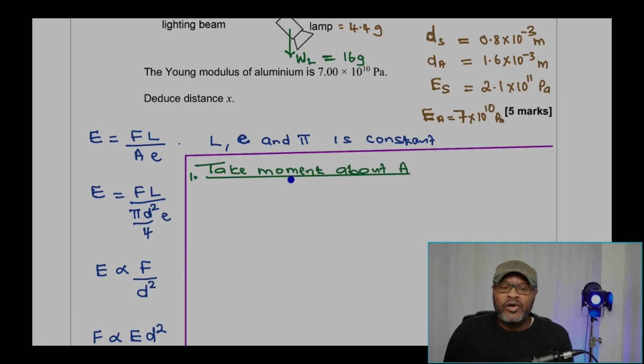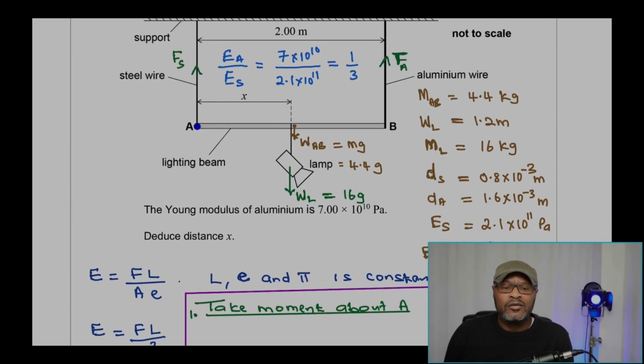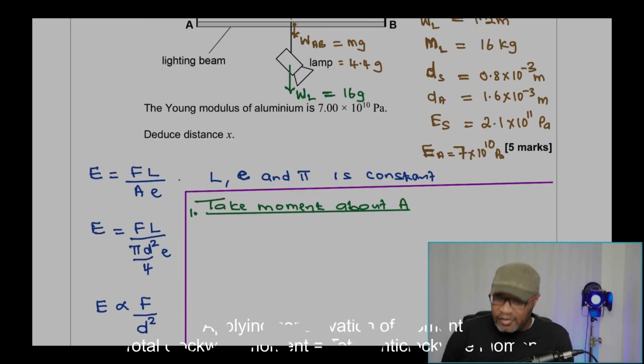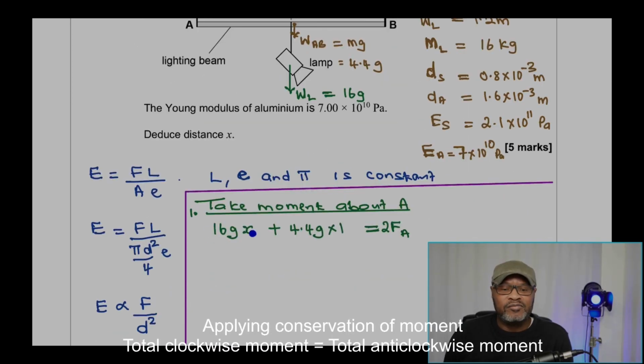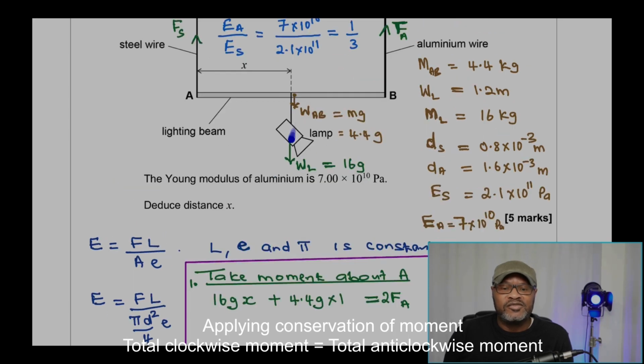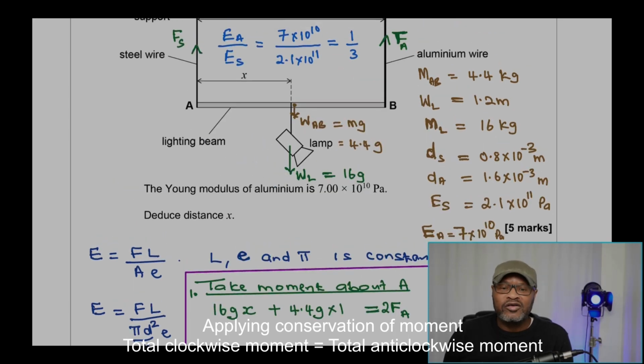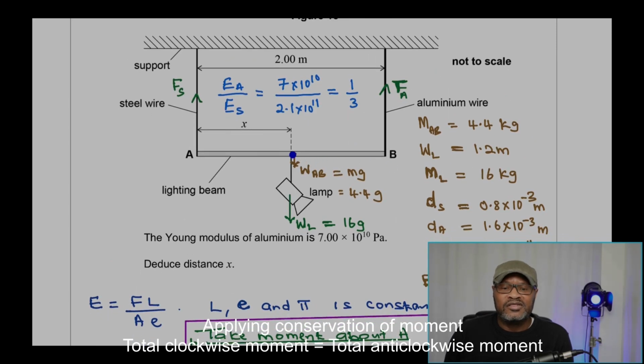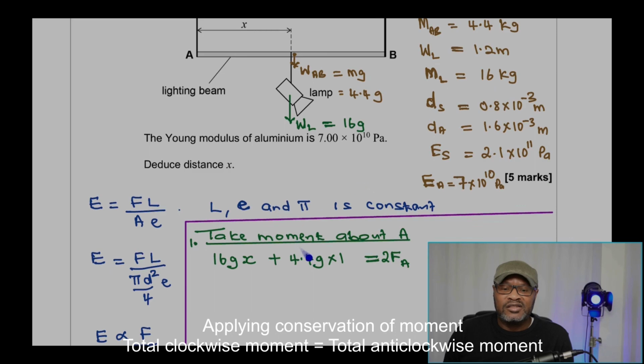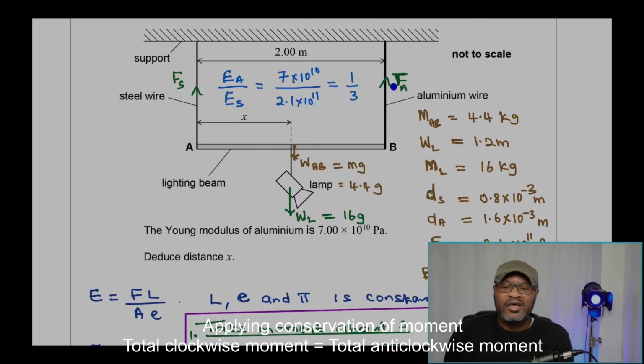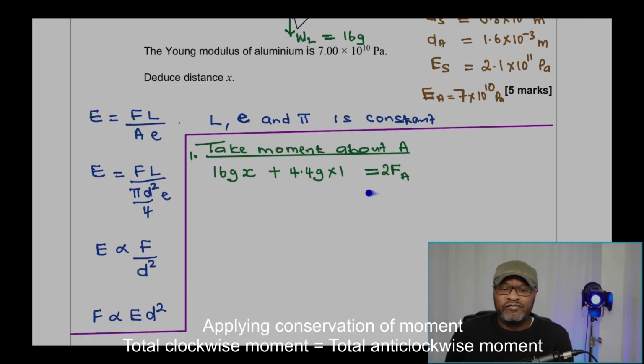Why don't we take moment about A? This is A here. We're going to take moment here. And if we do that, we get 16g times x. This is 16g times x, and that times that, plus 4.4g times 1. So this beam here is in the middle, and that diameter is 2. So that will be 4.4g times 1 to A. And that must equal the FA, that force here, times 2, because that distance is 2. So that's the first moment we've taken about A.